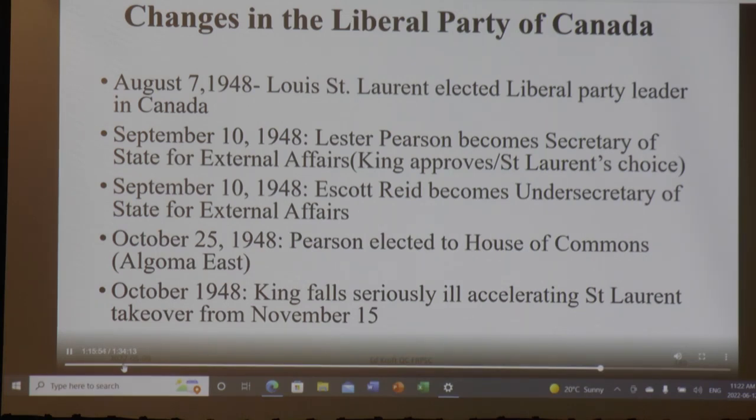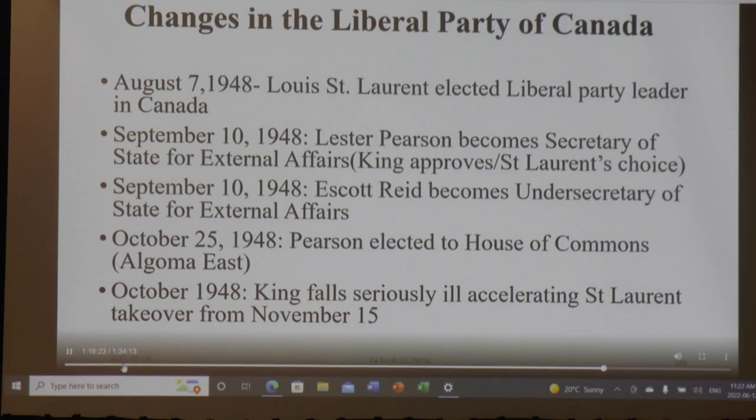Because now you can see why the circular read the way it did. Because King was still in control. Pearson was concerned about becoming Secretary of State for External Affairs at the time, and there was no guarantee that he would be put in that position by King. Paul Martin, who ultimately became Prime Minister of Canada, was considered one of the favorites for the position at the time to become Secretary of State for External Affairs.